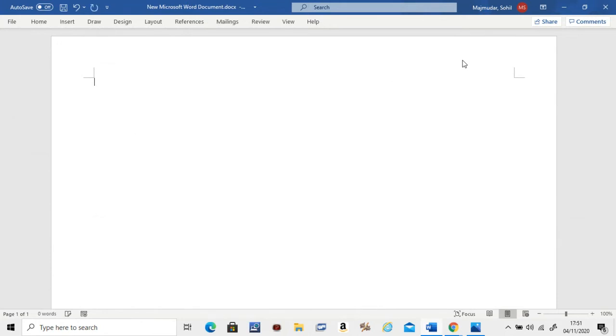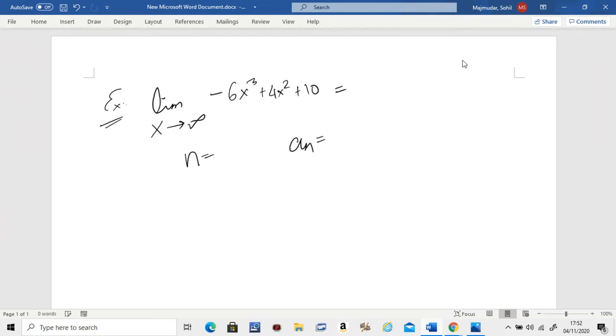So let's start with an example. For example, I give you limit x going to infinity, say something like this. The question is to find the answer here. So what do you do? In order to solve this, you need to find two things. First, something called n and an. n is the degree of the equation, and an is the leading coefficient.